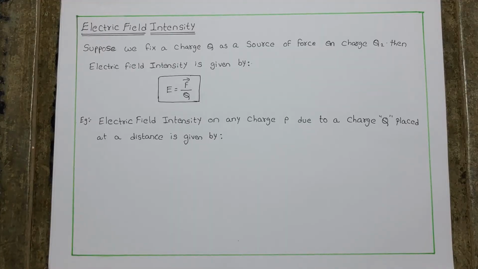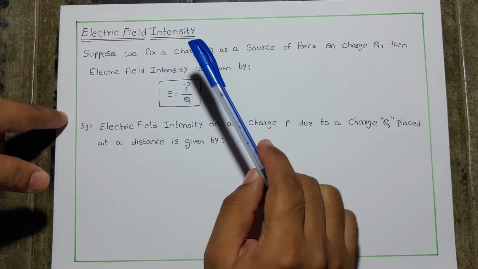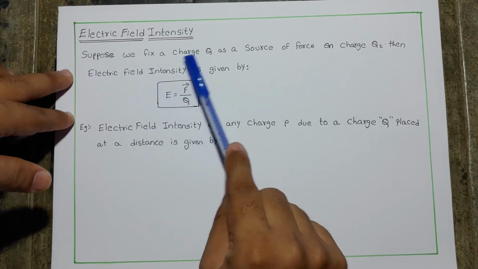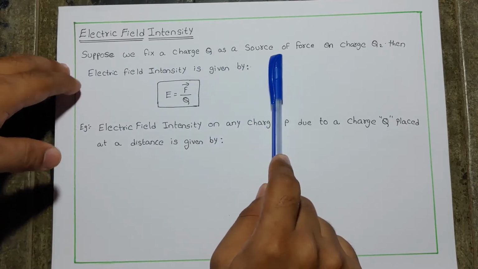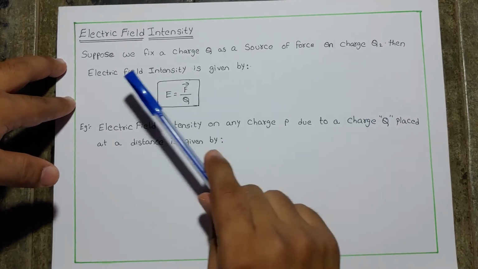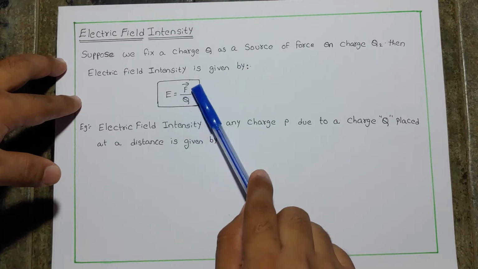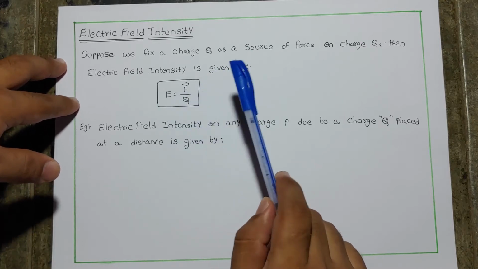Welcome back to Everything Unit. Today in this video we are going to learn about electric field intensity. That is, suppose we fix a charge Q as a source of force on charge Q2. Then electric field intensity is given by force per unit charge.